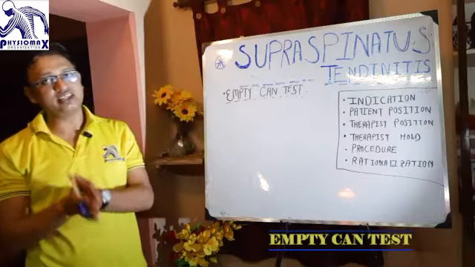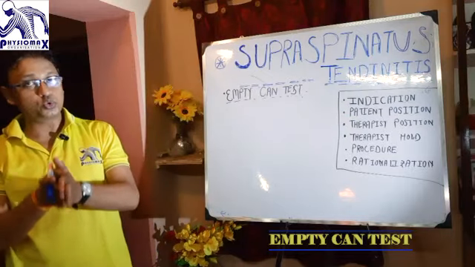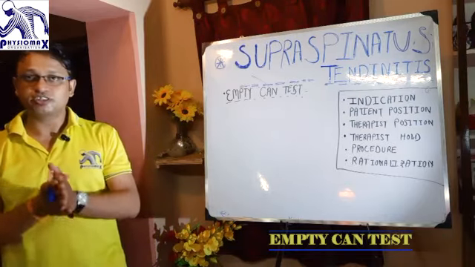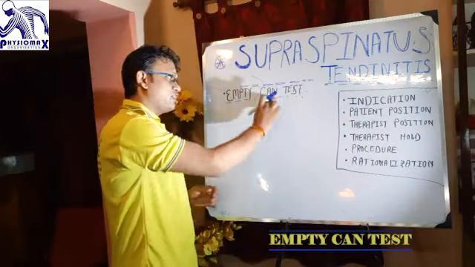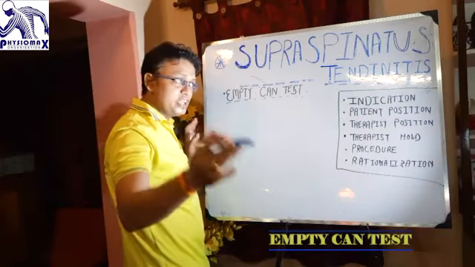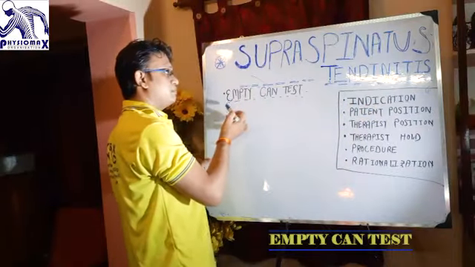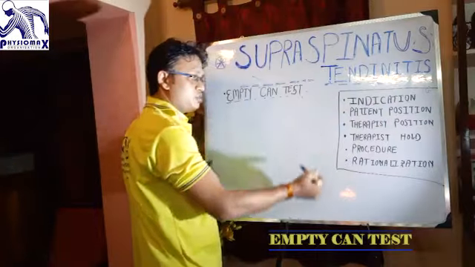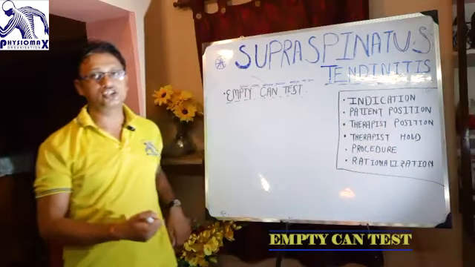Before understanding the empty can test, we will read this test under this format. Students watching this video, and physios who will be doing these procedures for their patients, you need to remember that while doing this supraspinatus tendinitis special test, the empty can test, you need to follow these five points. Students need to write their answer under each point. The indication of this empty can test is supraspinatus tendinitis. The second one is the patient position, then therapist hold, procedure and rationalization.